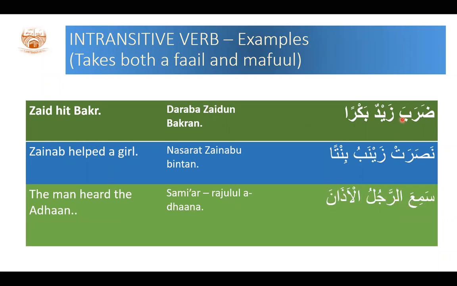So what we can say about these three verbs, Daraba, Nasarat, Sami'a, is that they are all transitive verbs. Now this here on top, it is really supposed to be transitive, not intransitive. So these are all examples of transitive verbs. You have Daraba, you have Nasarat, and you have Sami'a. They are all transitive verbs. All right, let's move on again.